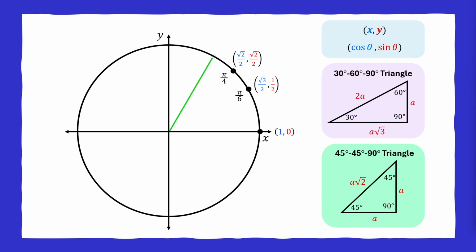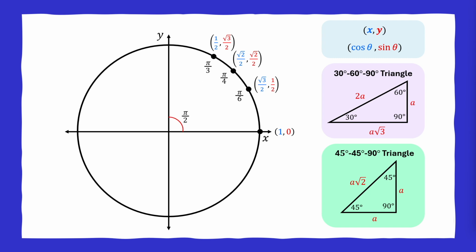Now let's consider pi over 3 radians, or 60 degrees. Placing the corresponding 30, 60, 90 triangle in the unit circle, we use the hypotenuse of 1 to determine the side length. The shorter leg is 1/2, and the longer leg is the shorter leg times the square root of 3, resulting in the square root of 3 over 2. Therefore, the coordinates of the point at pi over 3 radians are 1/2 for the x-coordinate and the square root of 3 over 2 for the y-coordinate.